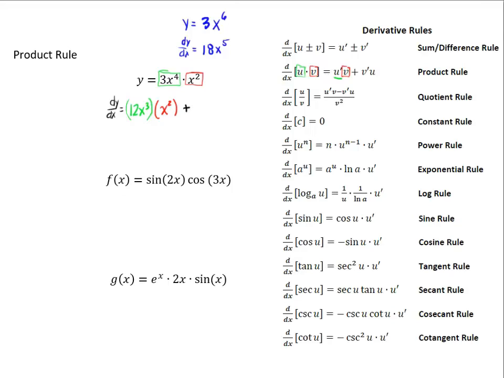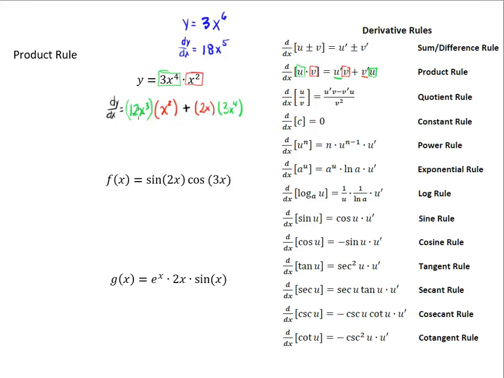this time we're going to take the derivative of v. So I'm going to take the derivative of v. When I look at this, it is a power rule problem as well. The derivative of x squared is 2x. And we take u just the way it is. So 3x to the fourth. And we are done. We have now taken the derivative. That is the derivative of y with respect to x.